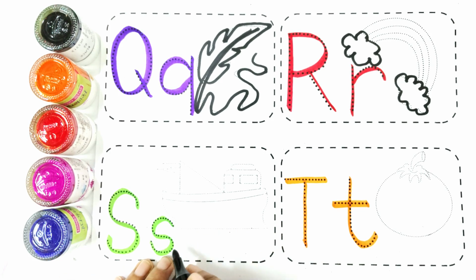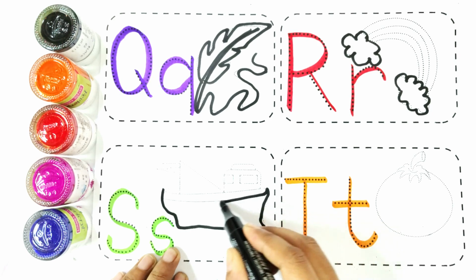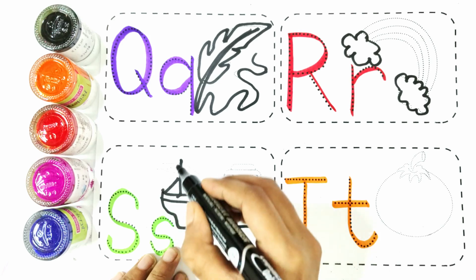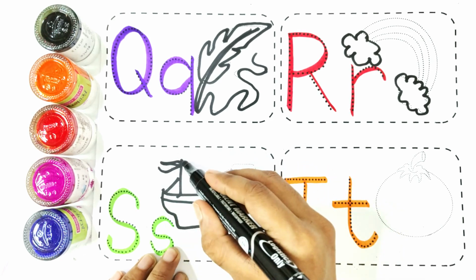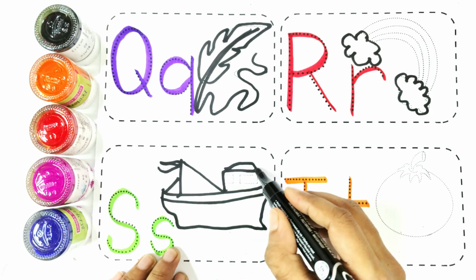S is for sheep. Draw with me a sheep. Again, say with me, S is for sheep.